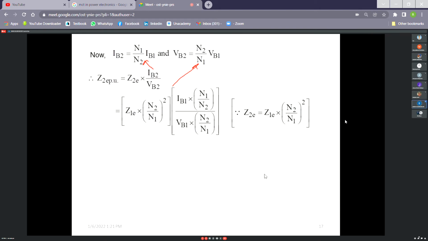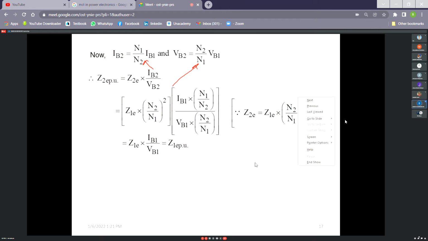So if we apply that, in Z2 per unit, Z2E, we replace IB2 and VB2 by IB1 and VB1 using these equations. We can do it, so we can get this. I am not reading this out, you can do it. You will see that all the N2, N1 will be cancelled out. It will be simply Z1 into IB1 by VB1, equal to Z1 in per unit.